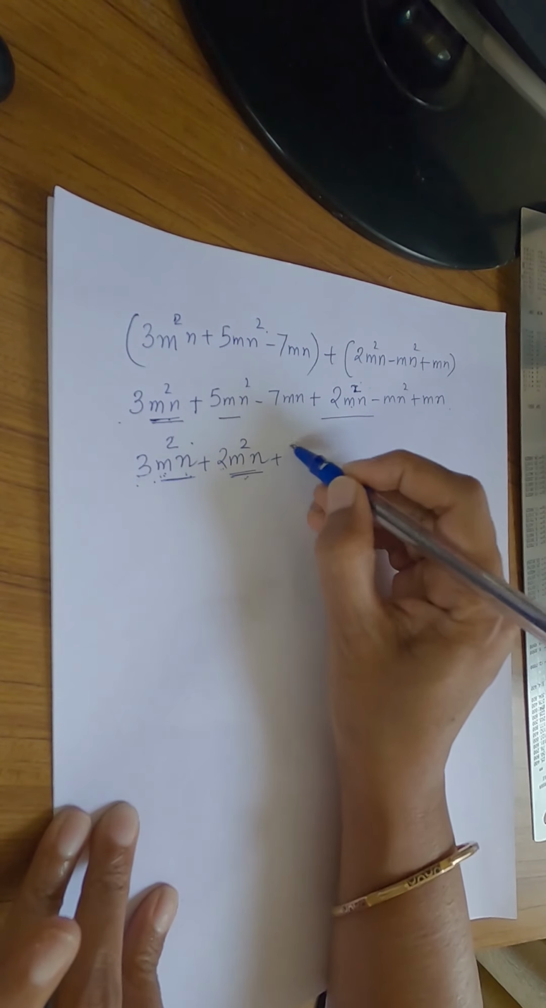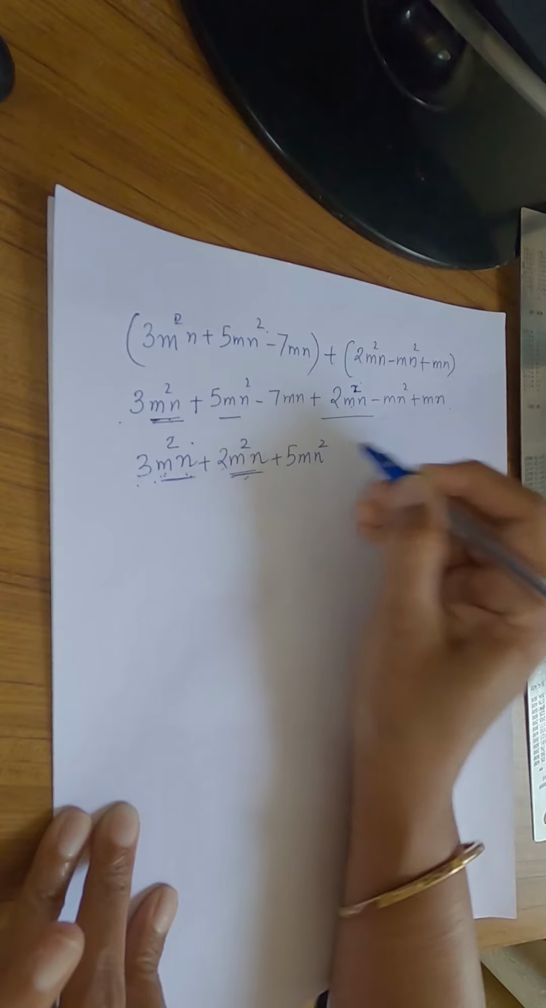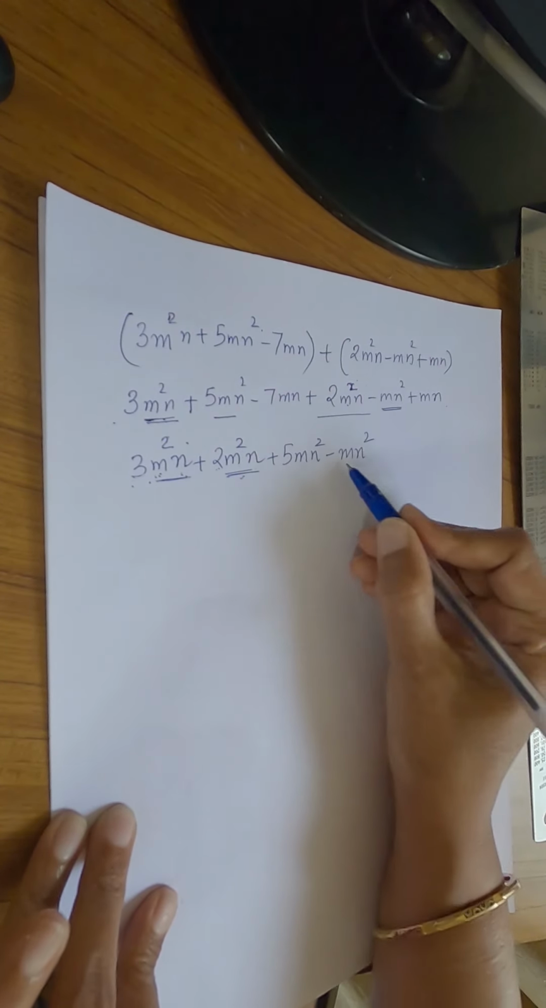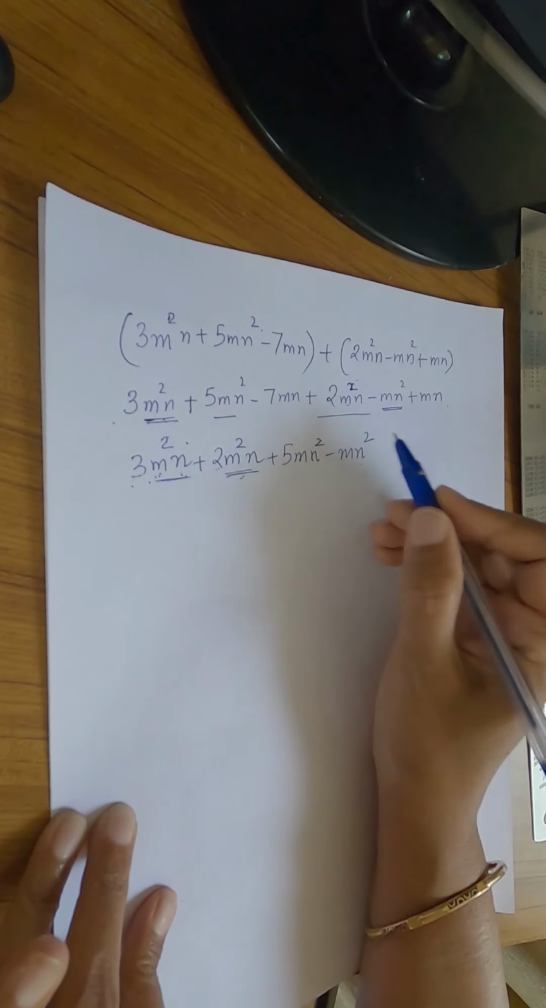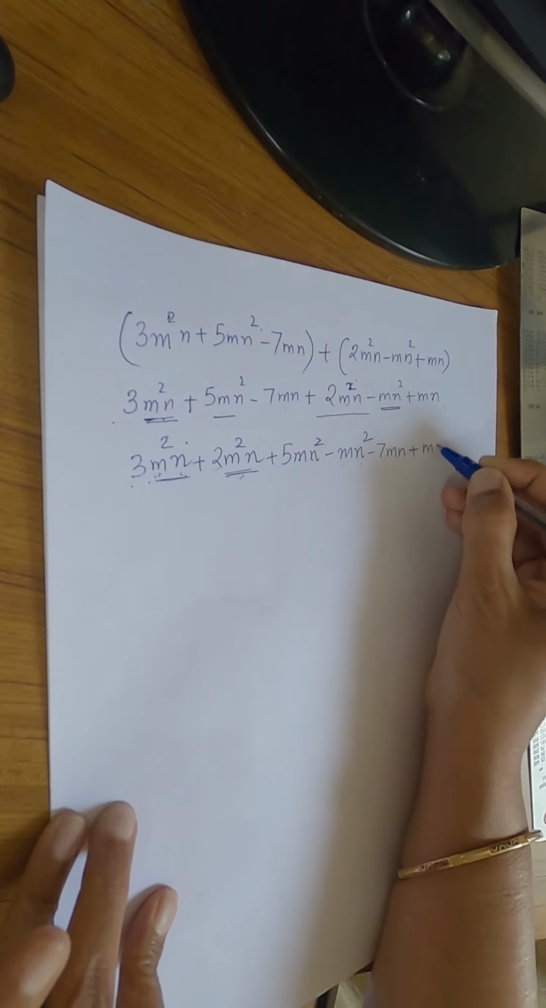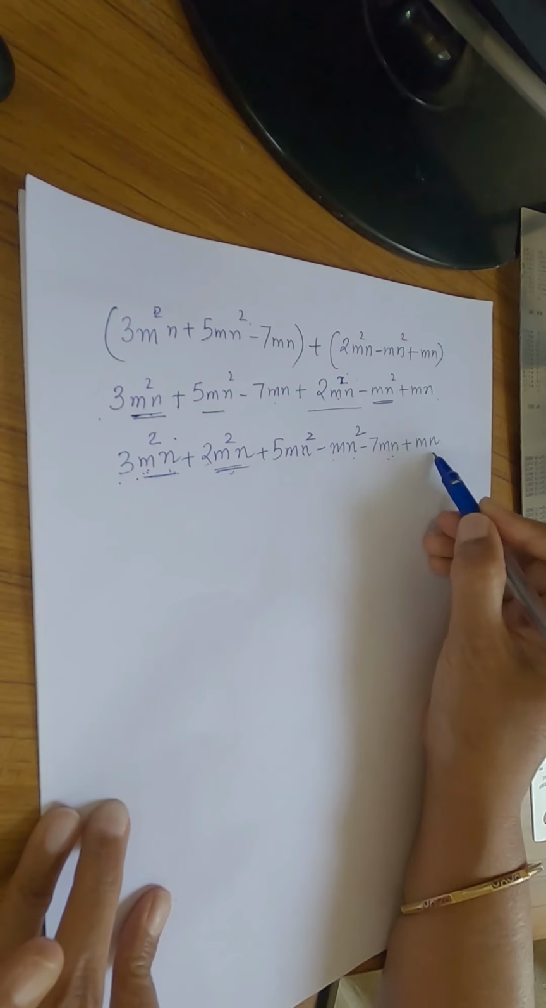Next is plus 5mn squared. So we have this term, you can see mn squared, right? Next is minus 7mn and plus mn, right? These are the like terms.